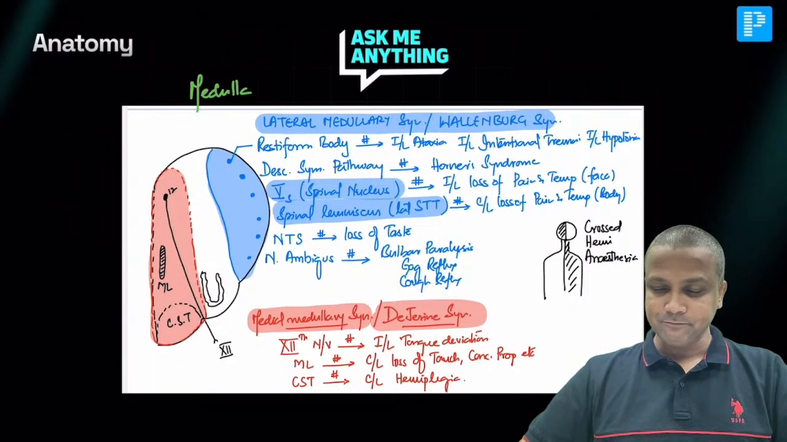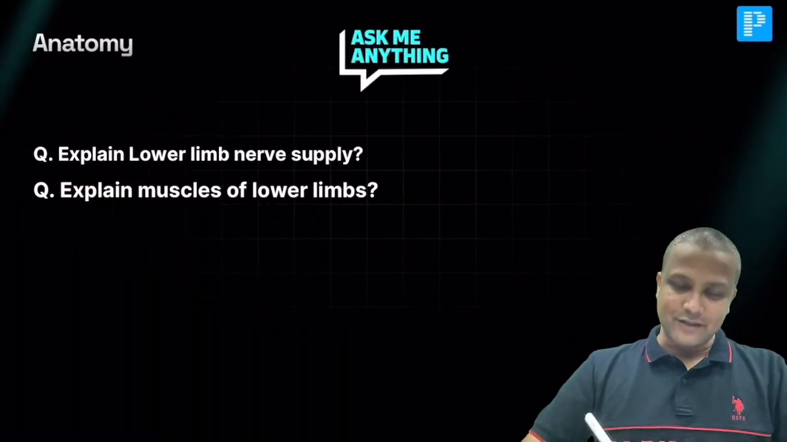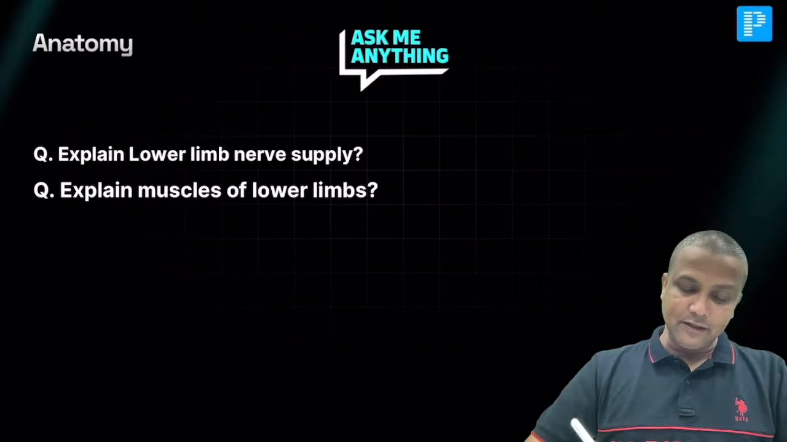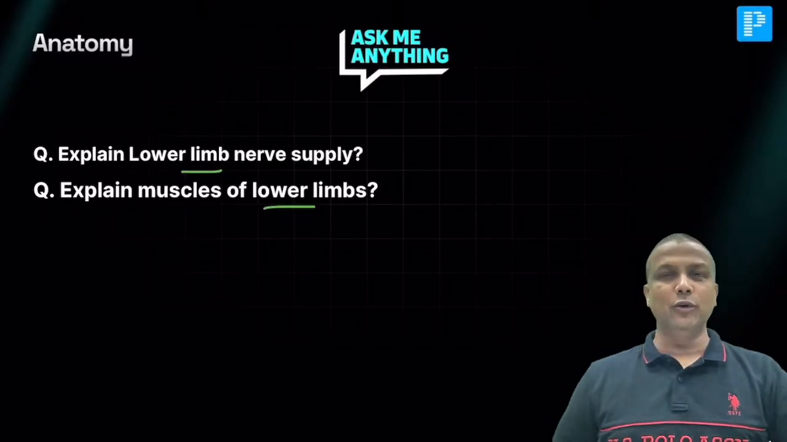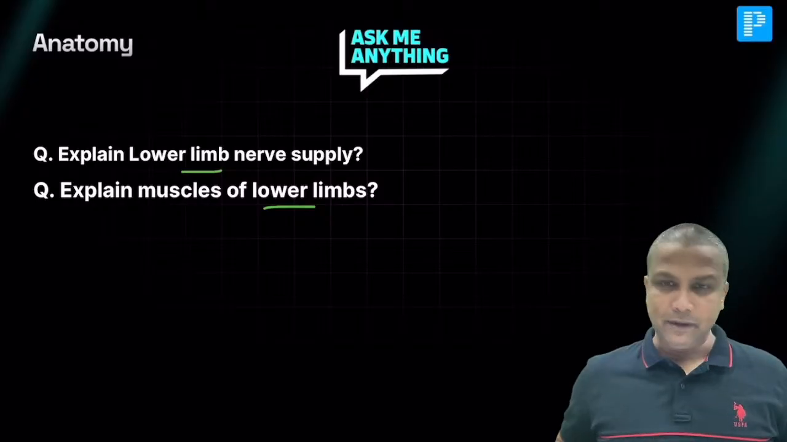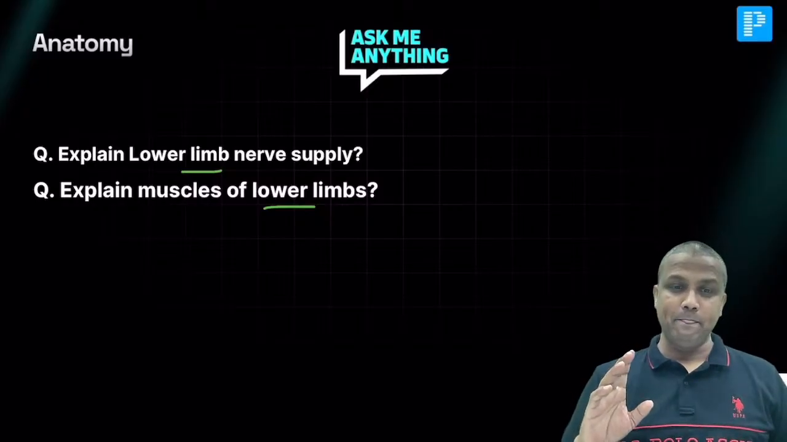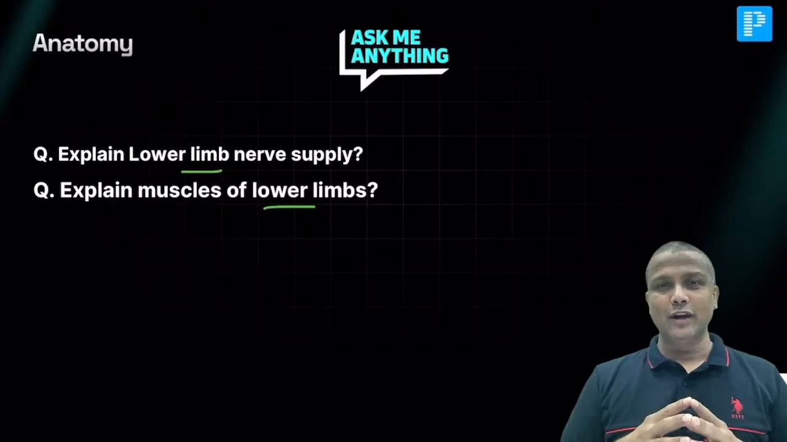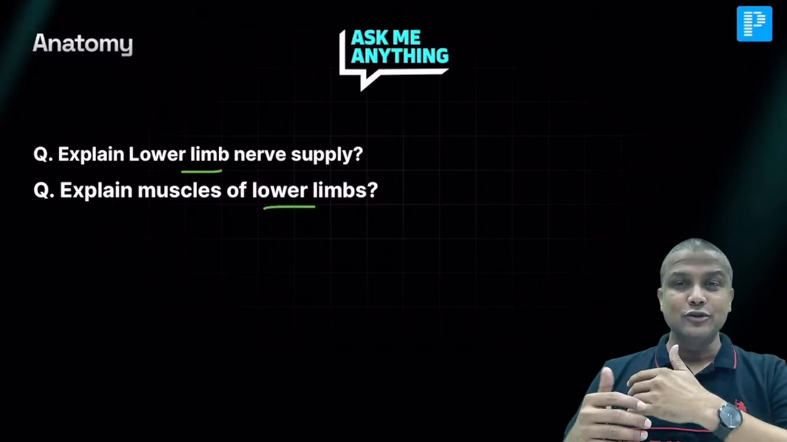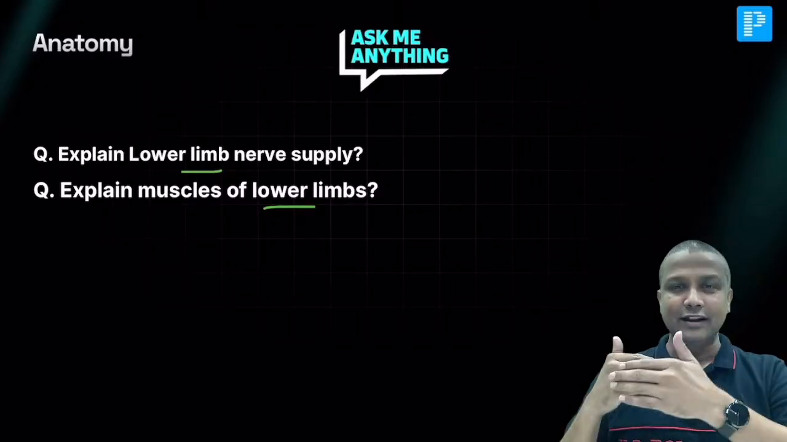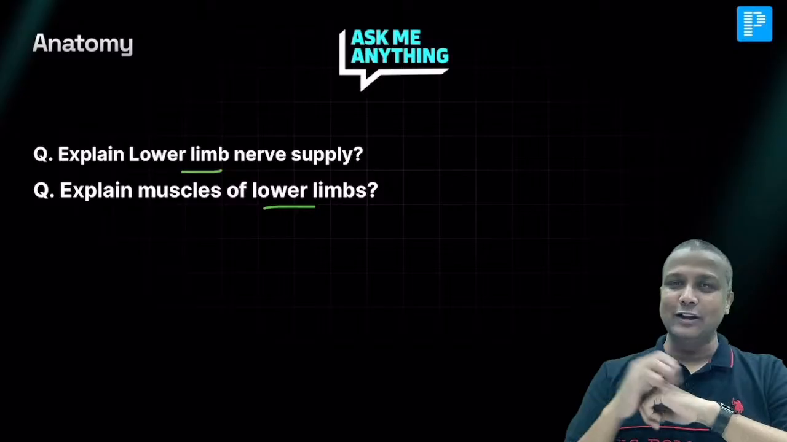Perfect. Next one, sir. Explain the lower limb nerve supply, and similarly explain the muscles of the lower limb. See, when you follow my classes of anatomy on PrepLadder, upper limb and lower limb, there is a proper approach. See how we are going to approach that one. I think the students who have attended my offline classes as well as the online videos know that very well. There will be one golden rule I'll be giving them.